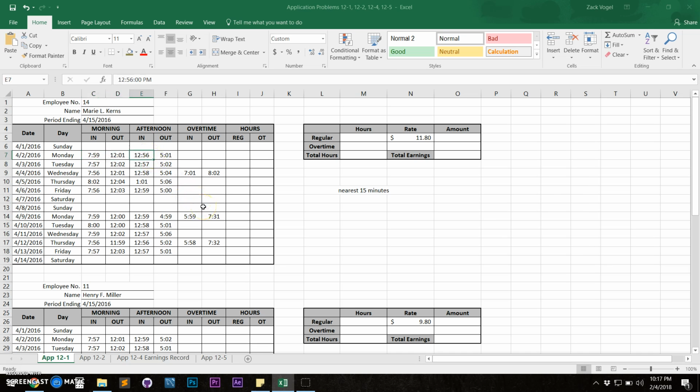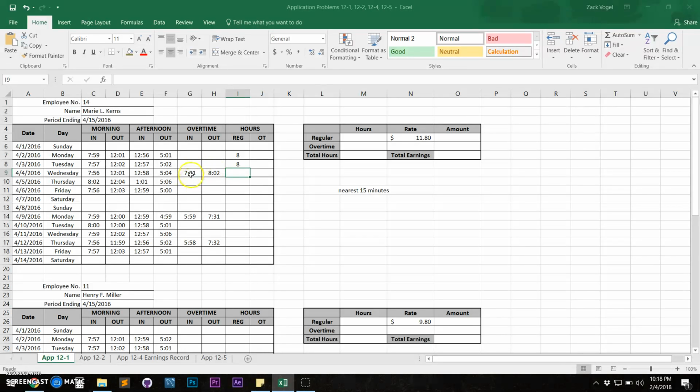They came 4 minutes early, but if we round to the nearest 15, that'd be 1 o'clock. And then at 5:01, we would round to 5 o'clock. So they worked 4 hours here and 4 hours there. So they worked 8 hours of regular time, no overtime. Next day, we look at it and we go three minutes early and 2 minutes late. So we still round those. They came back 3 minutes early and left 2 minutes late, and that's still going to be 4 hours. So they worked 8 hours. And we'll go through from there.